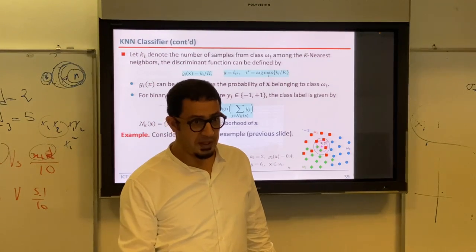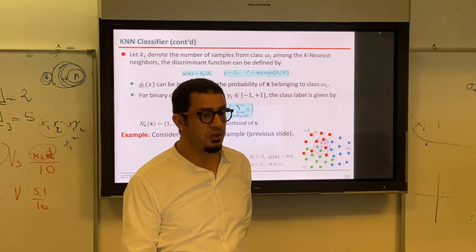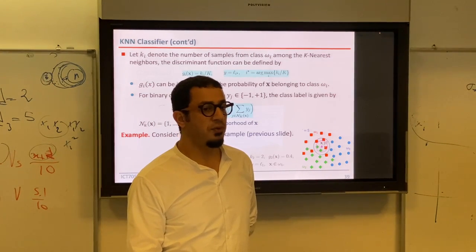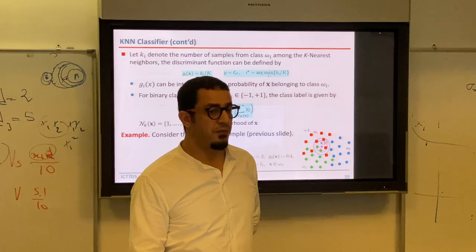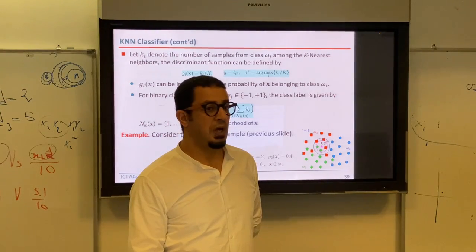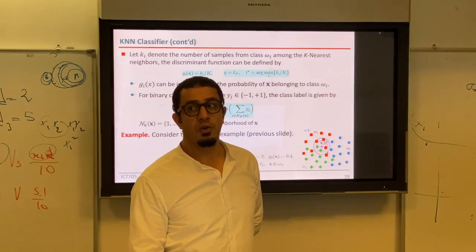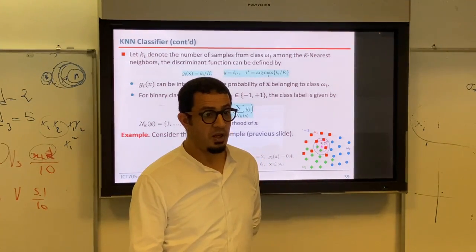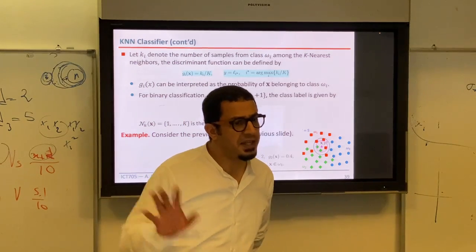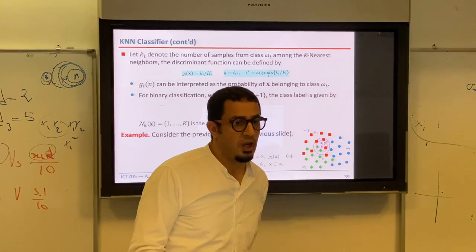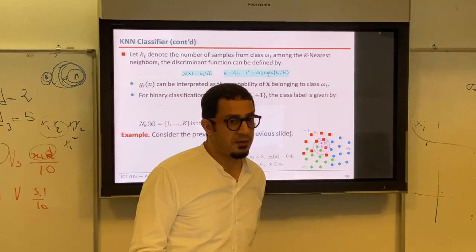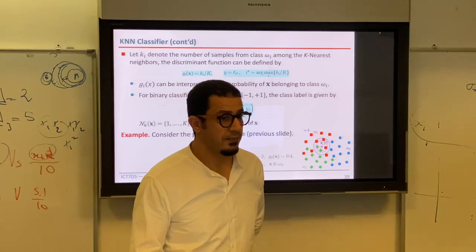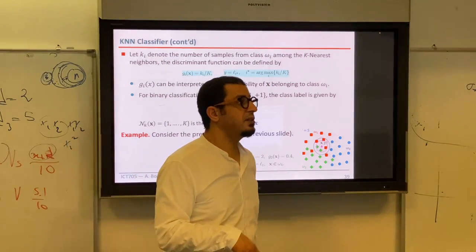Here, for example, let's do it for K equals 3. What are K1, K2, K3, please? So we are looking at the small circle, right? For the green one, 2 out of 3. For the red one, 1 out of 3. For the blue one, 0. We don't have any. Right? Now let's take K=5, the big one. What is the red one? 3 out of 5. The green one? 2 out of 5. The blue one is 0. What is the maximum? 3 out of 5. So we can assign it to red.